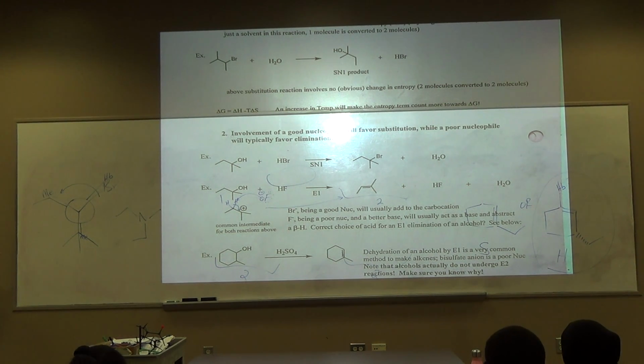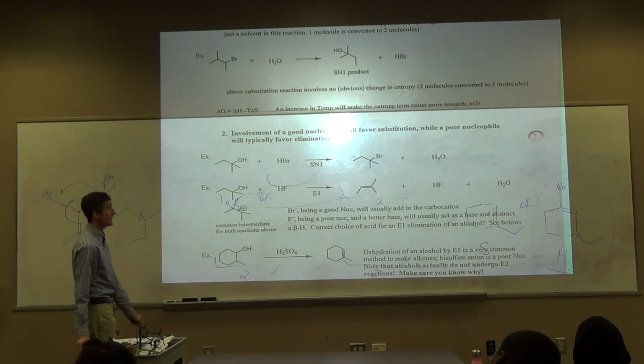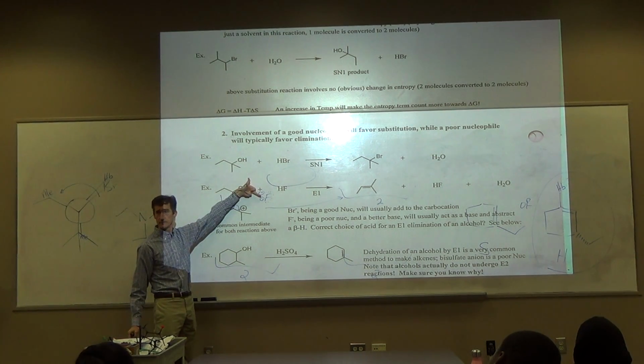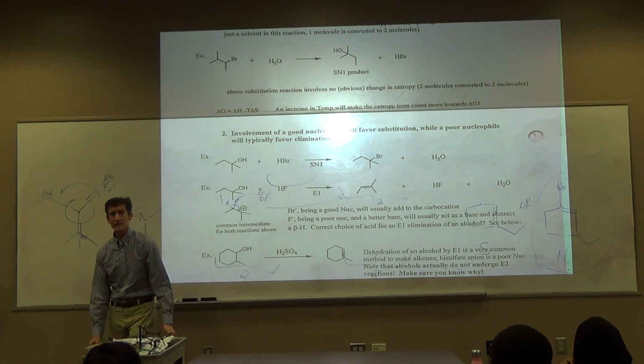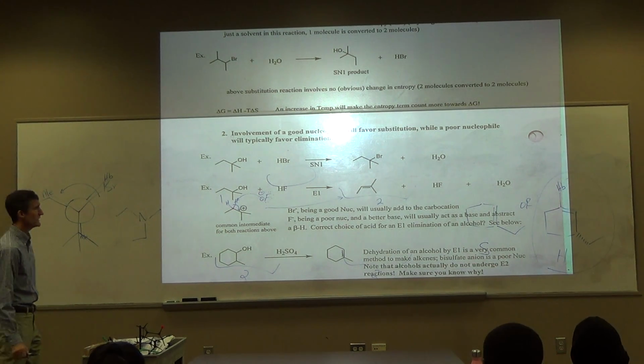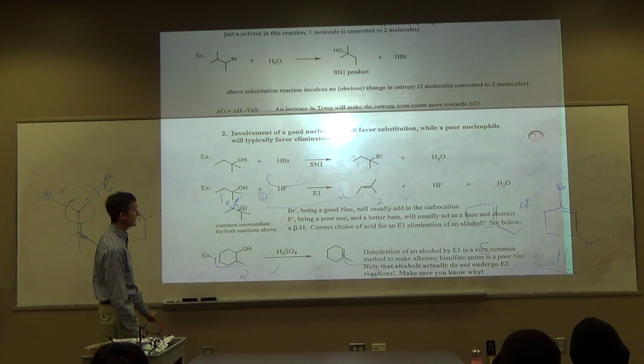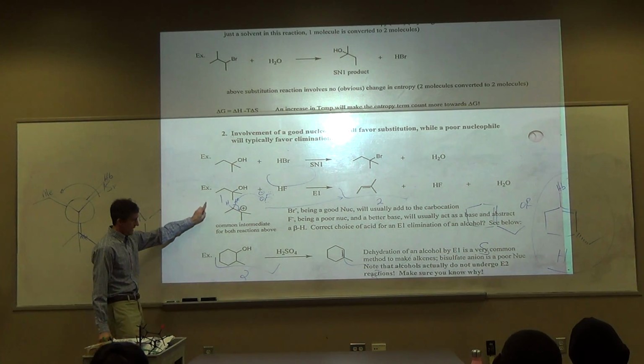Which is a better base, Br minus or F minus? Actually, F minus. We talked about that before. Yeah, it's a better base. But that's not a strong base. Do you consider F minus a strong base? No. It's an anion. It can't be strong. If it was a strong base, then HF wouldn't be a strong acid. Just like Cl minus. You can't call Cl minus a strong base, because then HCl wouldn't be a strong acid if Cl minus was a strong base.